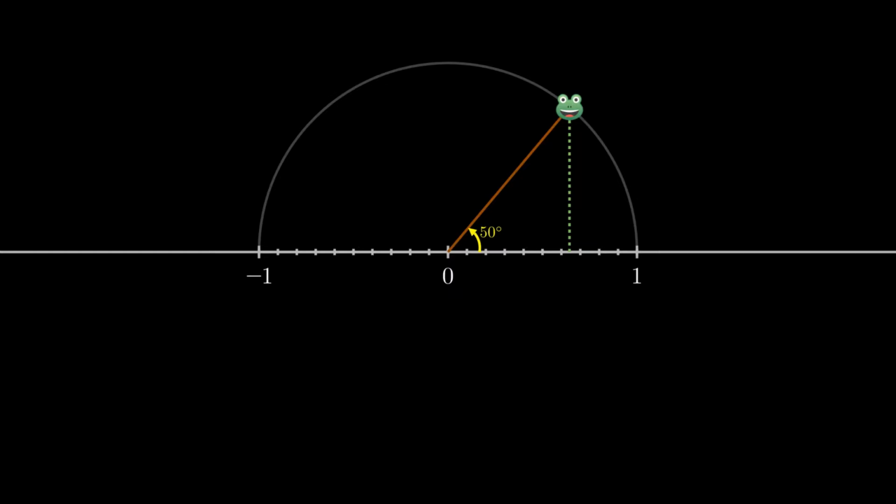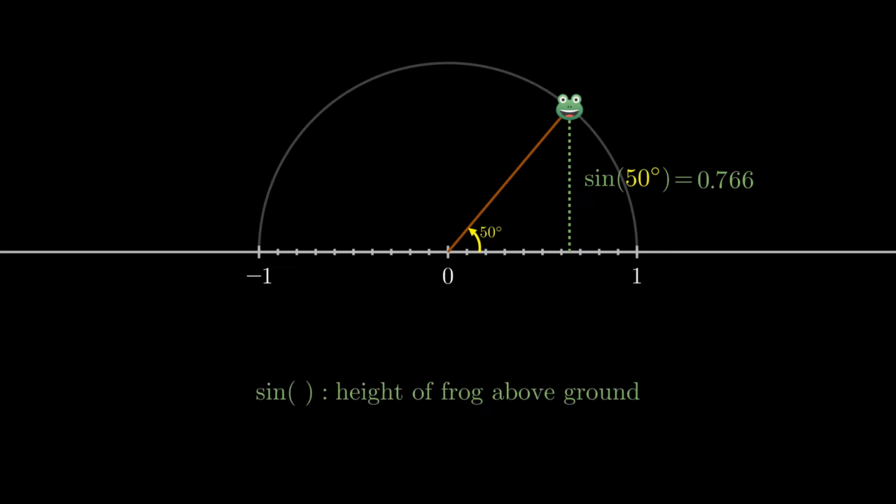So right now, we can say sine 50 degrees is 0.766. The frog is something like 0.766 meters above ground. And no matter what angle we swing the frog by, that is what sine keeps track of. It's a machine whose job is to tell you the height of the frog above ground.